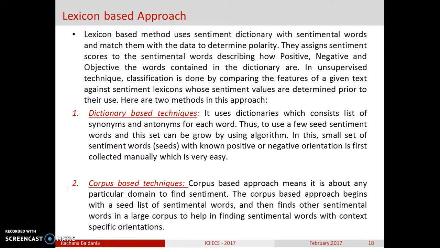Second is corpus-based techniques. Corpus-based techniques means approaches about any particular domain to find sentiment. The corpus-based approach begins with a seed list of sentimental words and then finds other sentimental words in a large corpus to help in finding sentimental words with context-specific orientation.